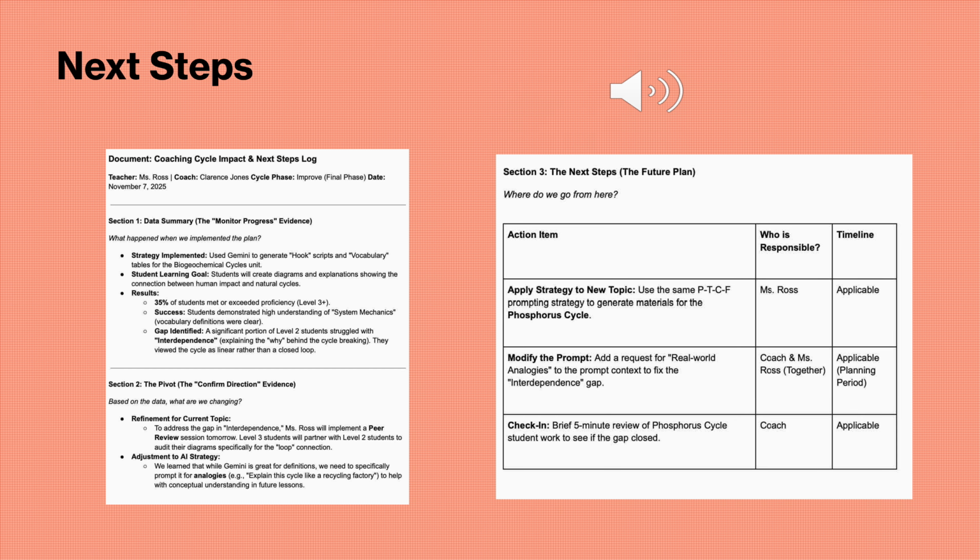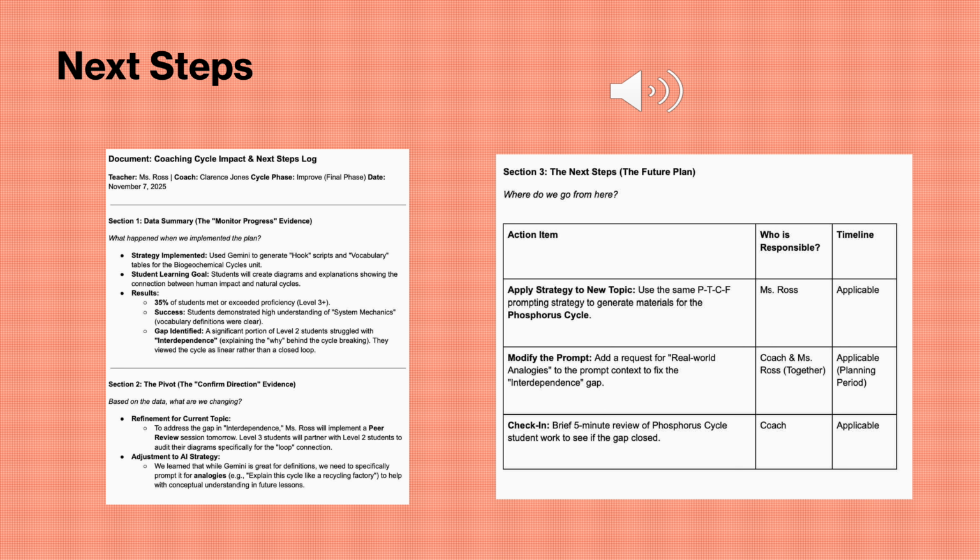So where do we go from here? I created a table for you. Apply strategy to new topic: use the same PTCF prompts and strategy to generate materials for the phosphorus cycle. Who is responsible? Yourself. The timeline, we'll set that timeline for 2 days from now.